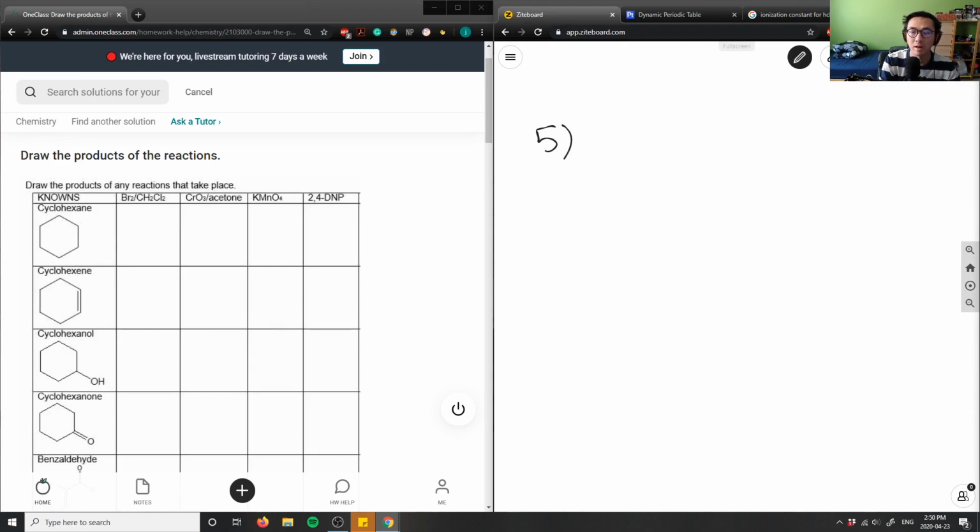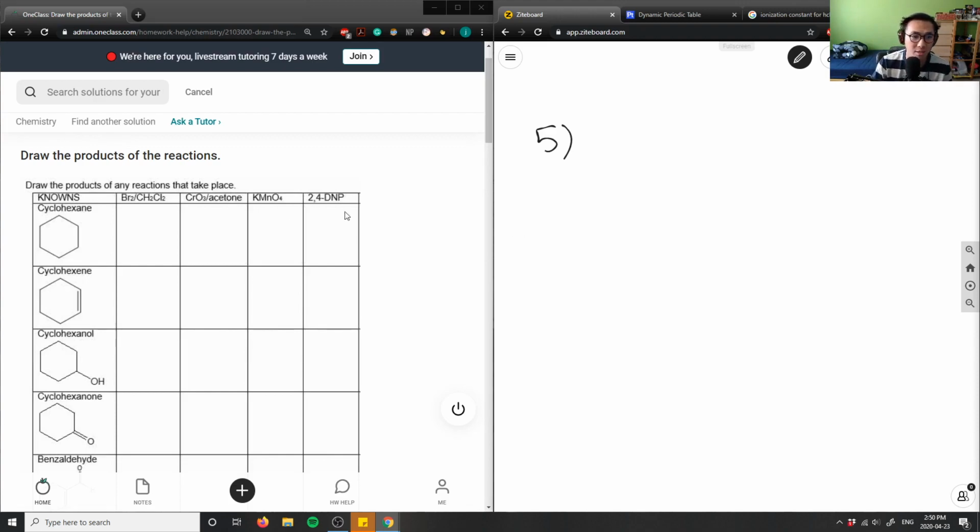Then 2,4-DNP. Let me just see which this is. This is Brady's reagent, I believe. It basically detects the carbonyl functionality of a ketone or aldehyde group, and it turns a specific color. I think it's yellow. Let me just verify that. A positive test is signaled by a yellow, orange, or red precipitate. So you get a dinitrophenyl hydrazone if you have a ketone or aldehyde group.